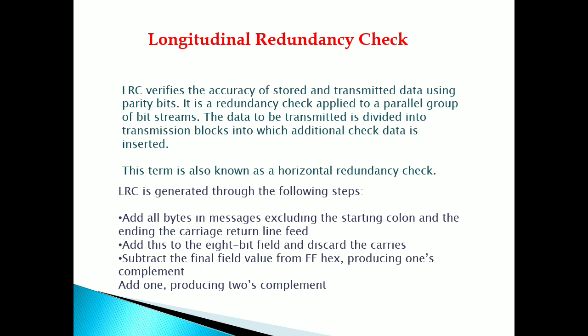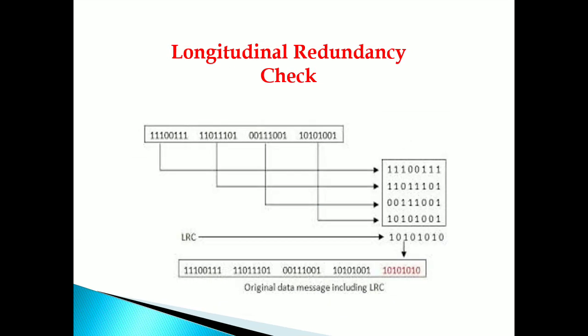First, add all bytes in the message, excluding the starting colon and the ending carriage return line feed field. Add this to the 8-bit field and discard the carry. Subtract the final field value from FF hex, producing the 1's complement, and then add 1, producing the 2's complement. So this is the diagram of LRC, where we can see that 4 data values are put in a box, and for the fifth one we obtain the LRC value, that is 10101010, and thus we achieve the original data message including LRC.